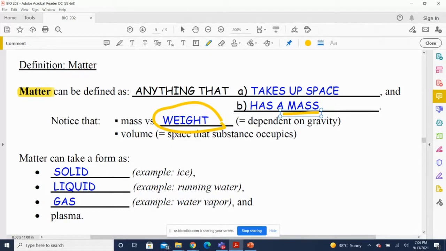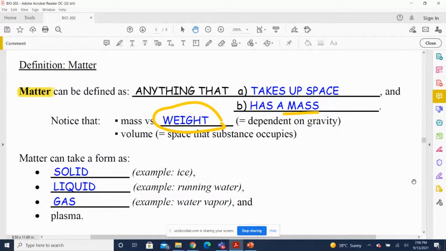You will weigh less there because the moon has a lesser gravity, so your weight will be less. However, your mass would remain the same. So mass is just a little bit more scientific way of looking at the weight. It's not dependent on where we're measuring that weight.